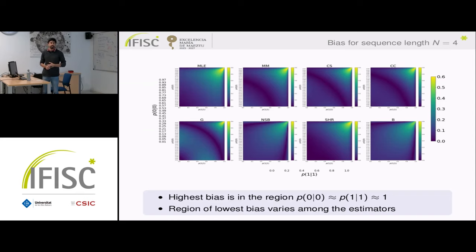Another thing we can see is that the regions of lowest bias, the bluest regions, are different for all these estimators. For example, for the first one, it's around here. For this one, it's around here. So it's not straightforward, by looking at these color maps, which has the overall lowest bias. Is it the new estimator? Yeah, it's here. I will talk more about it later.